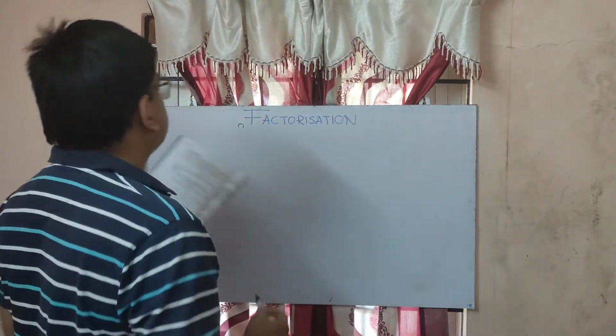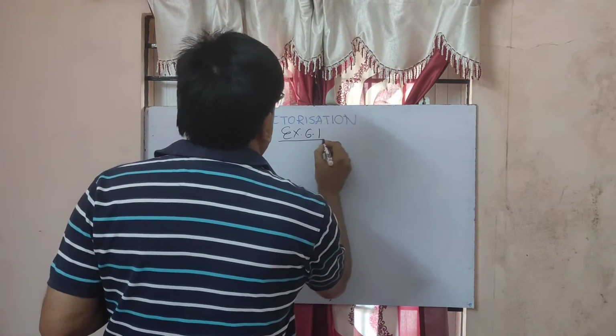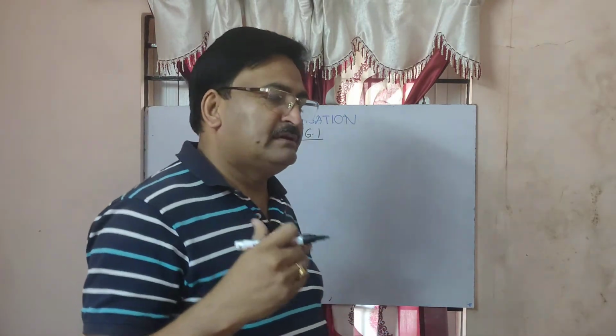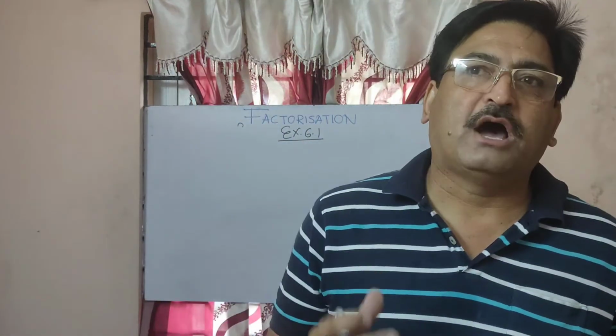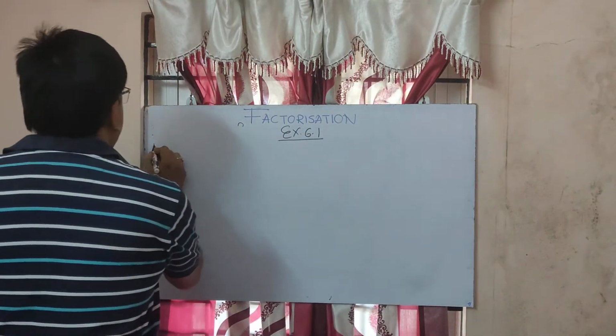So now we are going to discuss and solve exercise number 6.1, where you can understand what type of questions will be asked and how to do it. Okay, now the first one: find the common factors of the given terms.